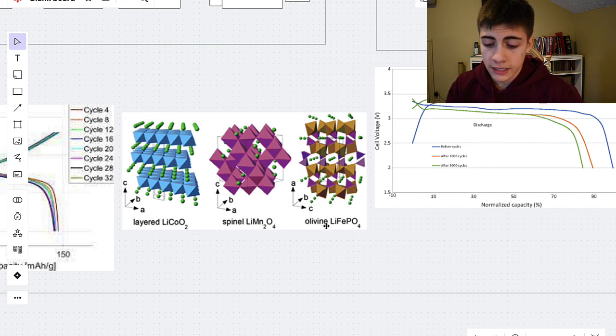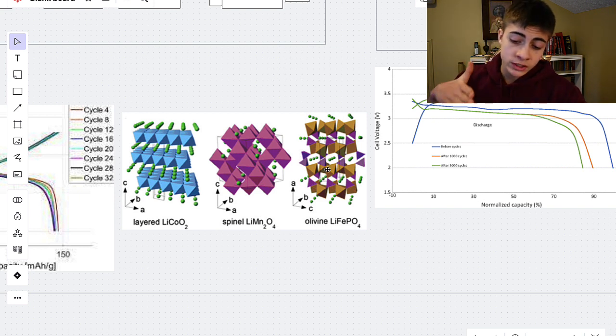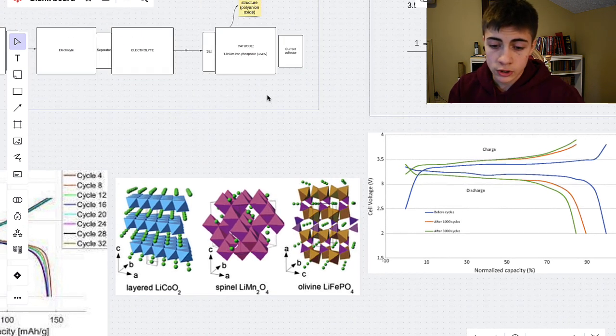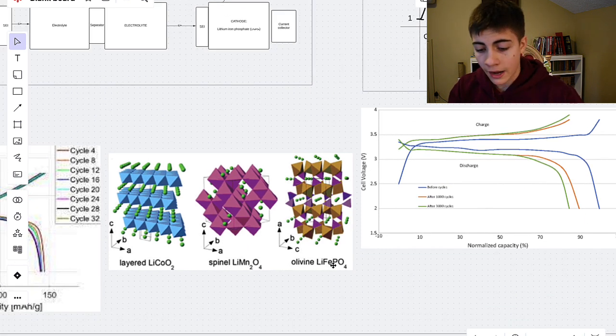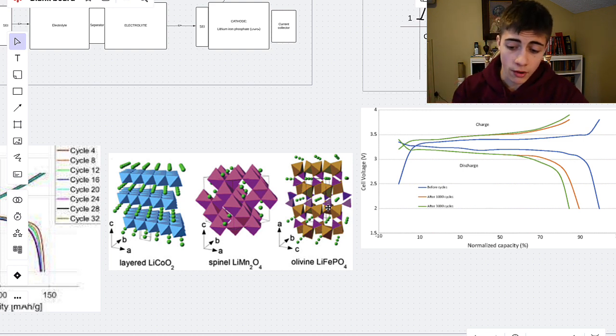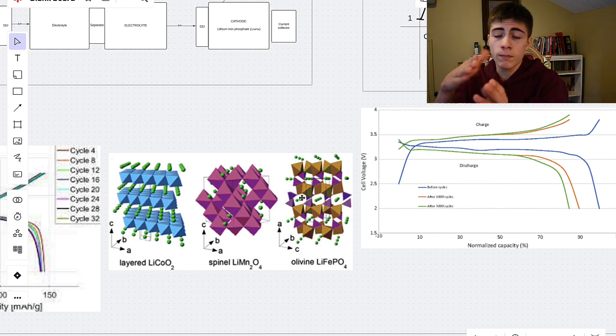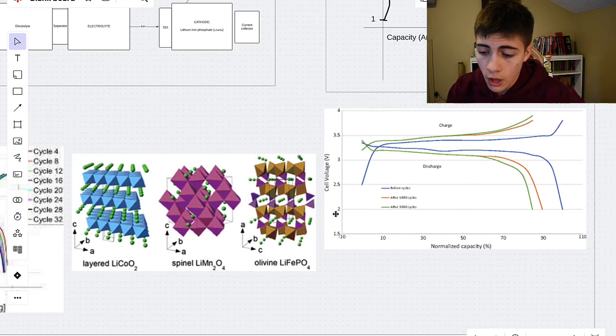Olivine structures here are one-dimensional, which means there's one pathway for the lithium ions to go through, and that's the structure that we have for the cathode in LFP. As you can see, lithium, iron, phosphate, and then the O4. What we basically get from that is there's one place where the lithium ions can go, which gives lithium iron phosphate a high stability.